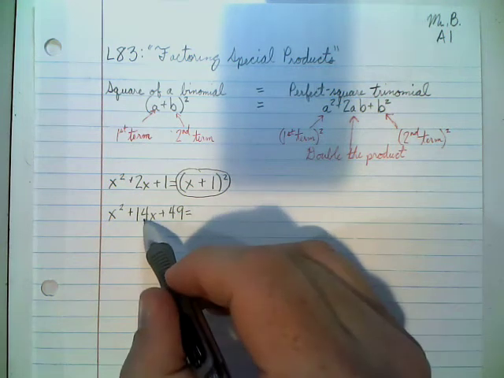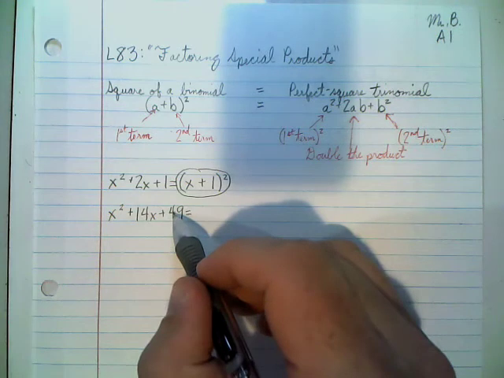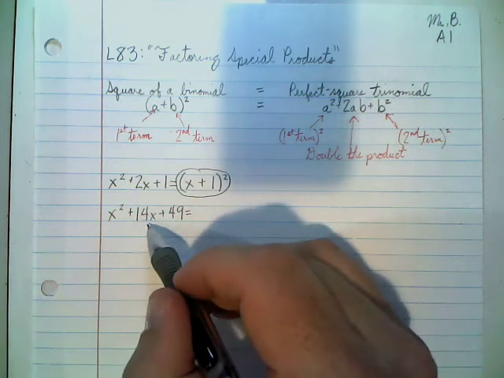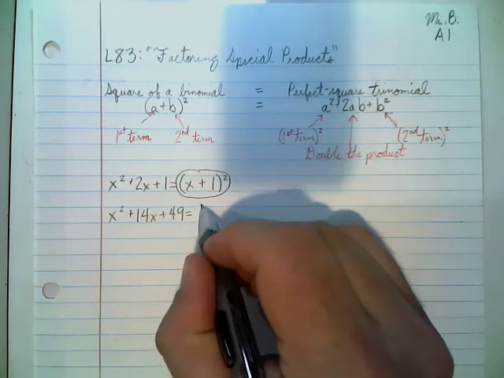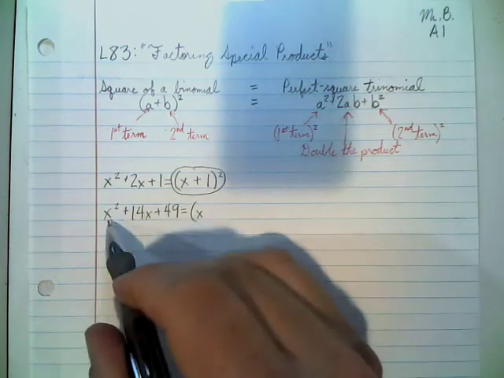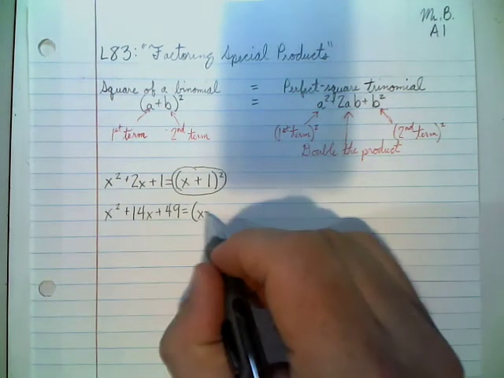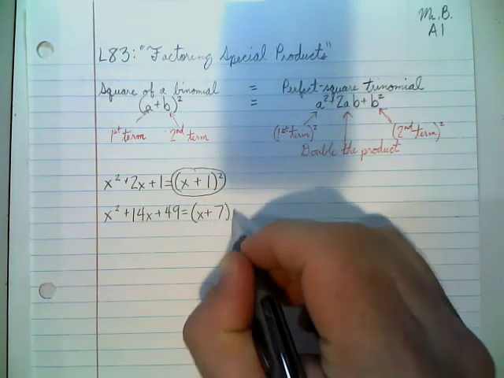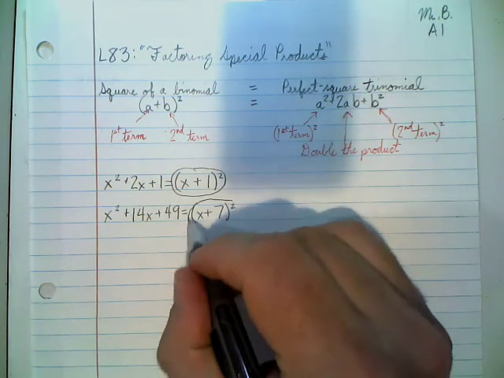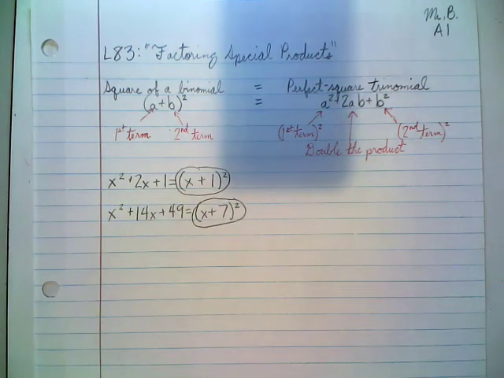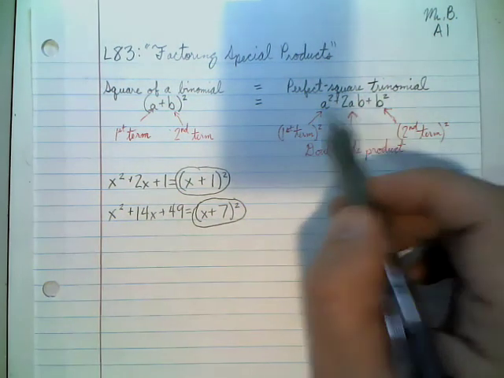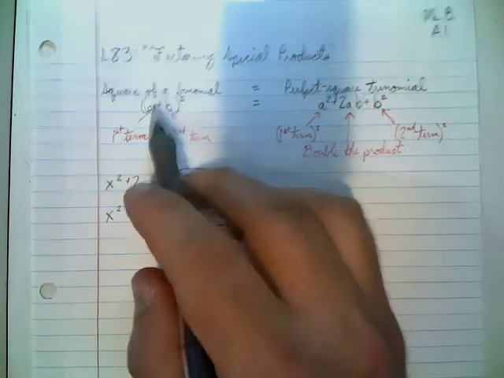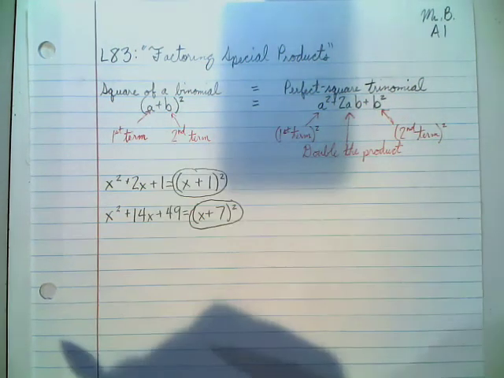And then is this double the product of those two things? Well, x times 7 would be 7x, and if I double it, it would be 14x. So sure enough, this is. And so this is x, because that's the square of x, plus 7, because that's the square of 7, squared. So all we're doing is moving from our perfect square trinomial back to the square of a binomial to factor.